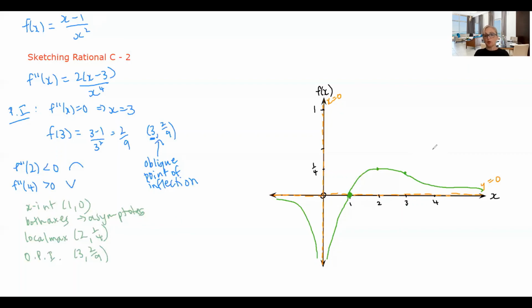It's not going to be perfect. It's not going to be suitable to read values off, but it gives us our basic shape of our f of x equals x minus 1 over x squared.